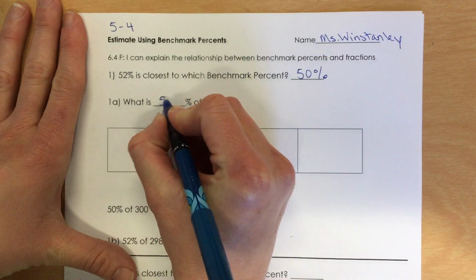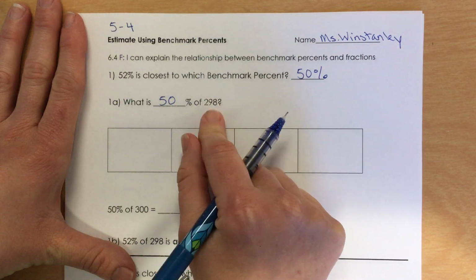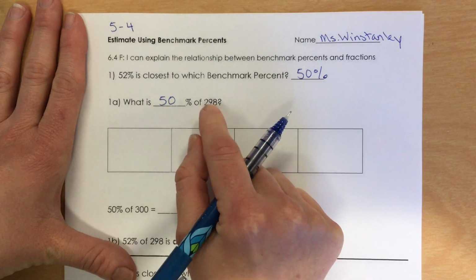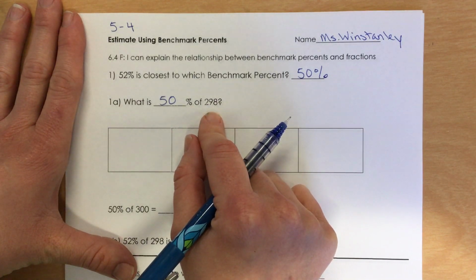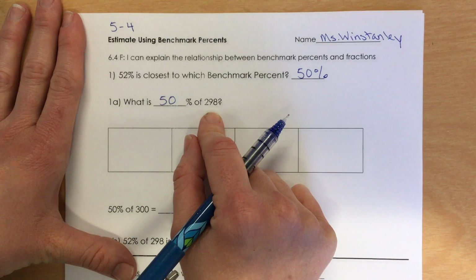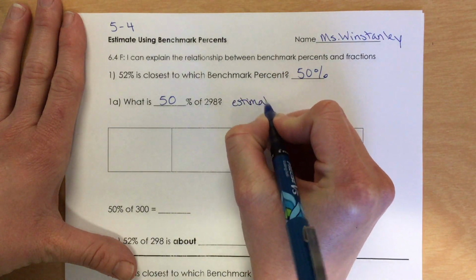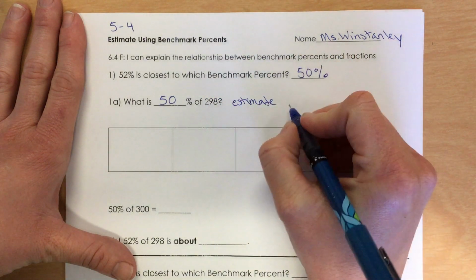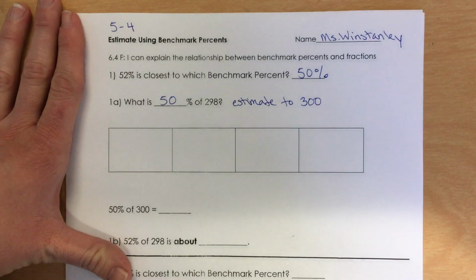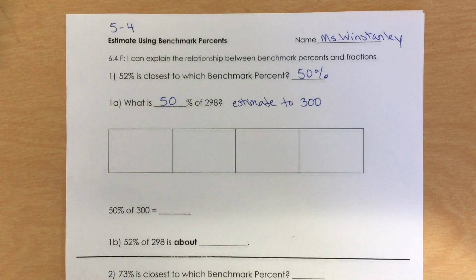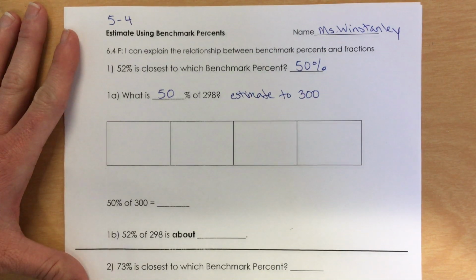So 1a, we're looking for what is 50% of 298. Looking at 298, can we round that number to make it a nice, pretty number, just like we did with our 52% to 50%? Well, we're going to estimate by rounding 298 up to 300. Okay, so we don't have to do a bunch of crazy division and multiplication. How can we find 50% of 300?